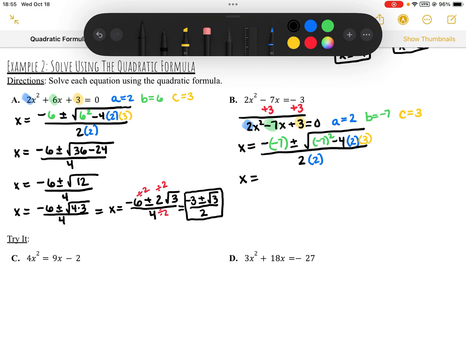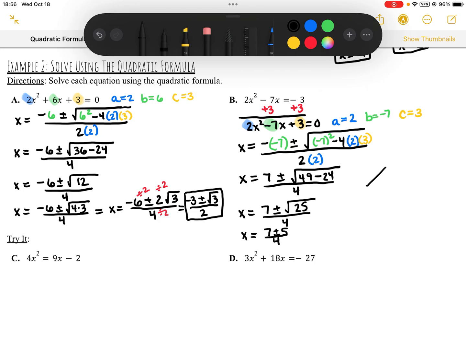So now I get x equals negative times -7 will give me a +7, plus or minus the square root. -7 squared is 49, minus 4 times 2 times 3 will give me 24, over 2 times 2, 4. So now I have x equals 7 plus or minus 49 minus 24 will give me 25. So square root of 25 over 4. Square root of 25 is 5. So I have 7 plus or minus 5 over 4.